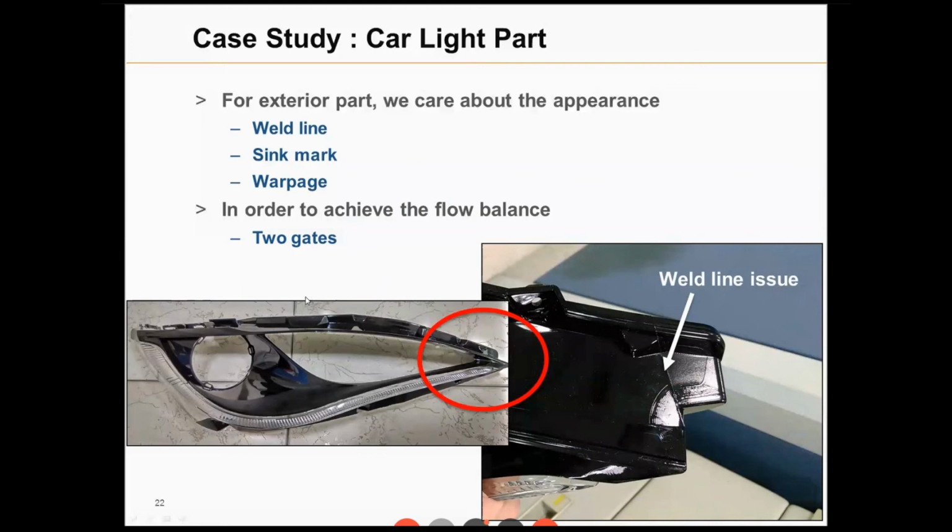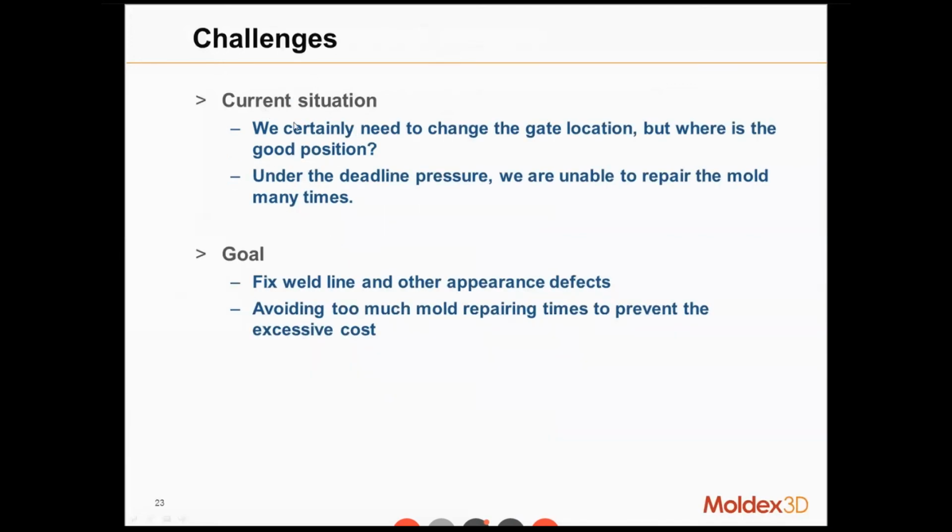And for their current challenge, they found if they use the original gate design, there's an obvious weld line appearing on the exterior part. So they would like to just change the gate position in order to shift the weld line position. They certainly need to change the gate location, but where is a good position? And under the deadline pressure, they are unable to repair the mold many times.